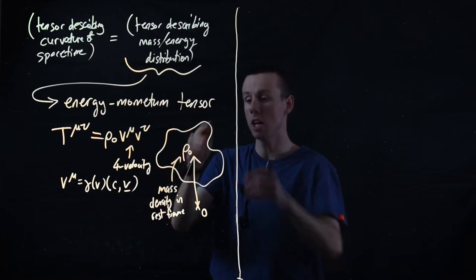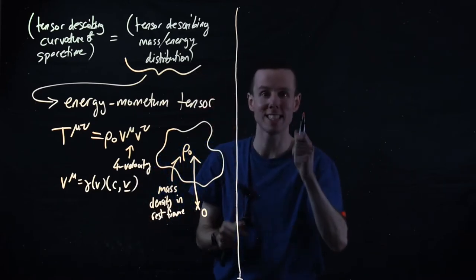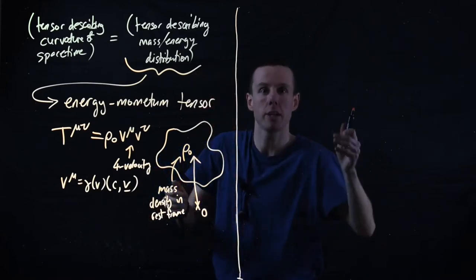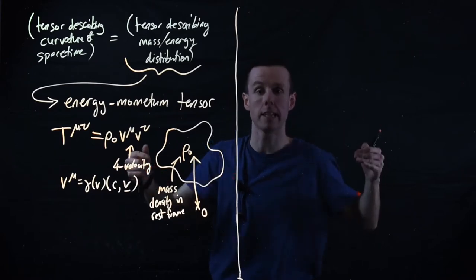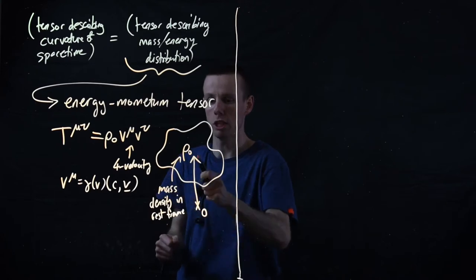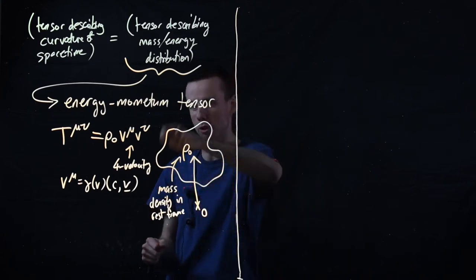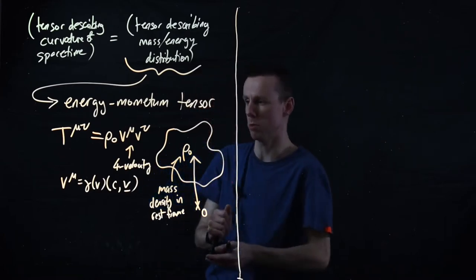At the end of the day, basically what we need to know is, at each point in space, how much mass is there, and then which direction is it moving with which speed. That completely characterizes the mass distribution. So you just need to know how much mass is there at this point and where is it going. What's the 4 velocity, basically, and what speed is it going at.